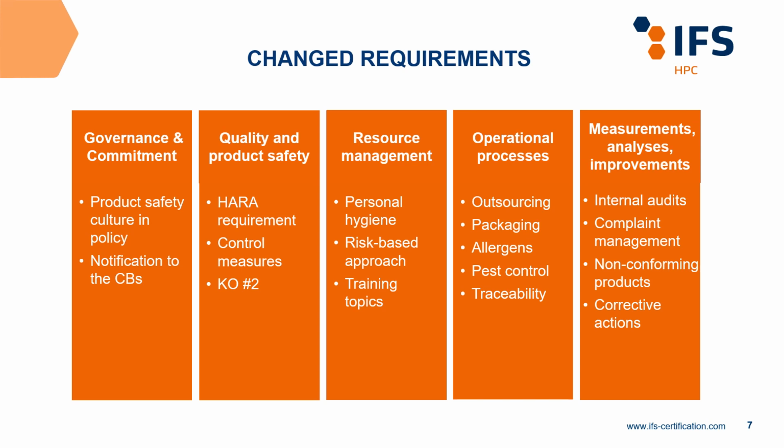In the Governance and Commitment section, product safety culture is incorporated into the requirements. Notification to CBs regarding specific situations described in the standard must occur within 3 days. In quality and product safety, hazard analysis and risk assessments now include other requirements such as foreseeable use and allergens. Control points are now named control measures. Knockout number 2 for monitoring of CCPs is specified, shortened, and split.